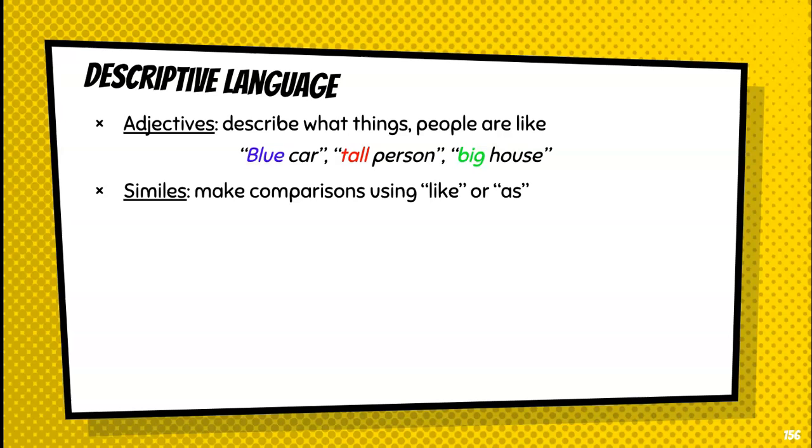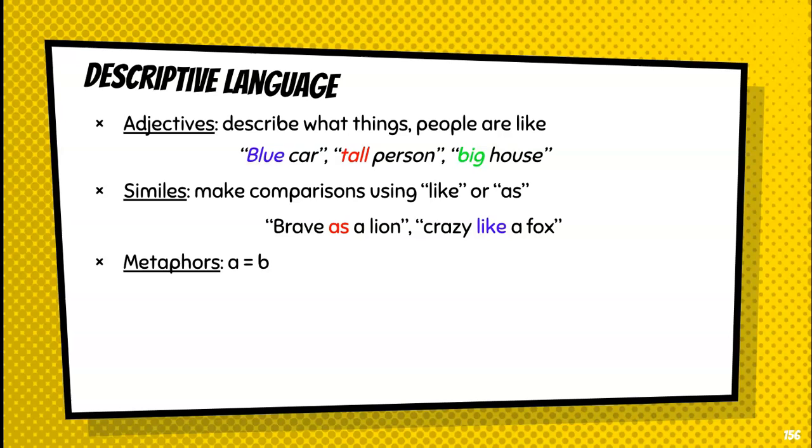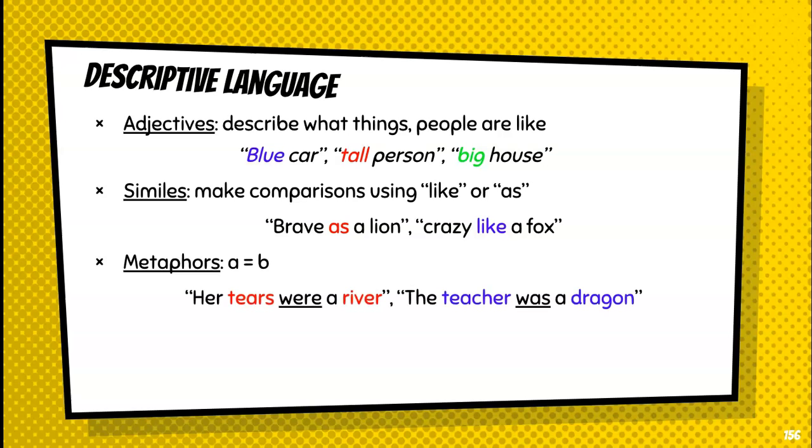You can also use similes, right? If you remember, similes are where you make a comparison using like or as. So for example, brave as a lion, crazy like a fox. Maybe if you're thinking about describing a character. Or using metaphors, rather. Again, it's like a simile, it's making a comparison, but it's not using like or as, rather it's saying that one thing is another thing, or A equals B. For example, her tears were a river, the teacher was a dragon.